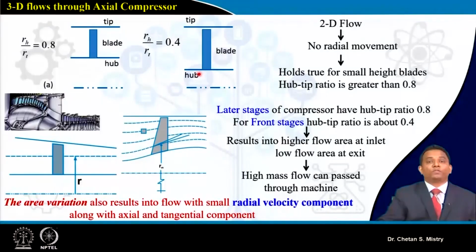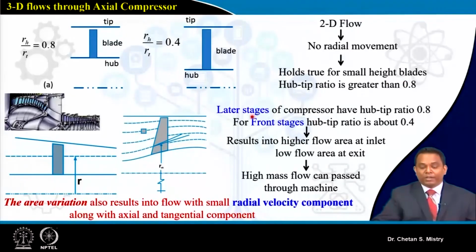Do not get confused with the terminology of aspect ratio. Aspect ratio is a parameter correlating the height of the blade and the chord of the blade, and this is the hub to tip ratio. In the last session, in the last module, we were discussing everything in terms of two-dimensional flow, where we had not considered any radial movement. It holds true when we have a smaller blade height, with a hub to tip ratio in the order of maybe 0.8 or more.